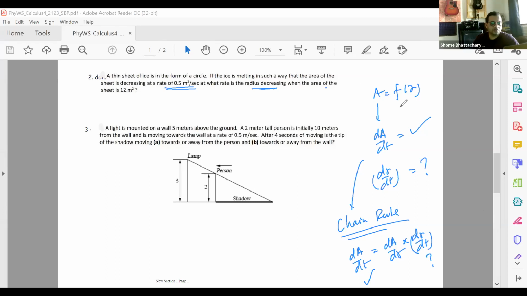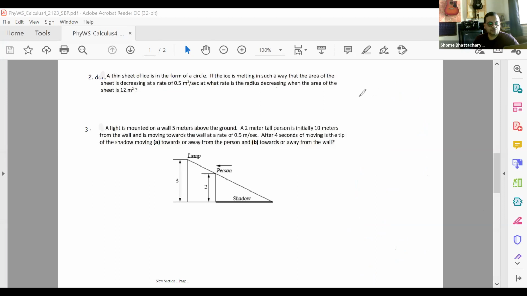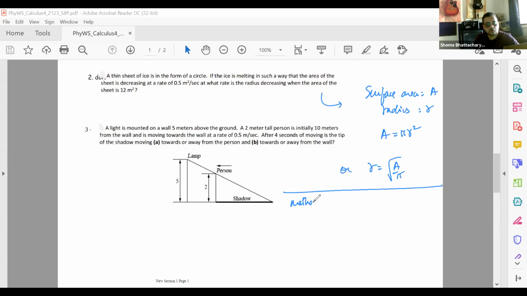Since the unknown quantity is the rate of change of radius, we can also invert this. Let's say surface area we are taking with the symbol A, and radius of the disk we are taking with the symbol r. So A is equal to pi r square. So we can also invert this as a function, that r is equal to square root of A by pi. So we can also express it this way. Okay. So one method is that we start with this formula only.